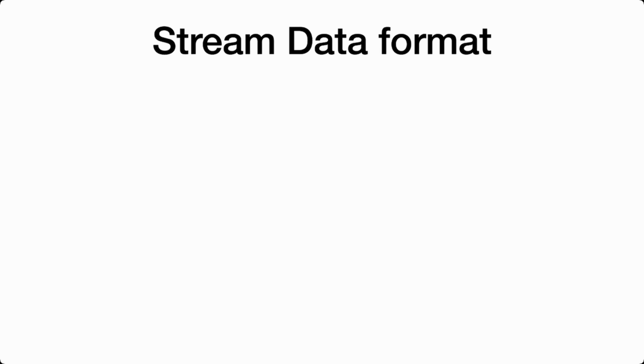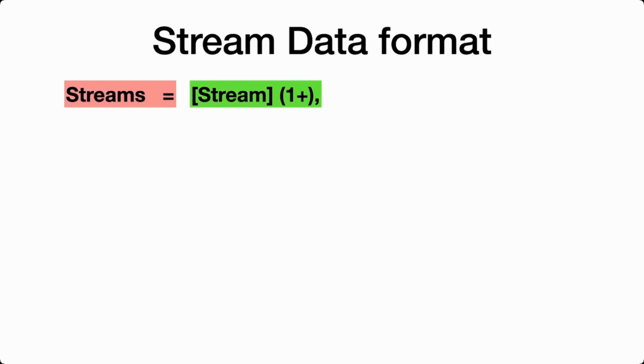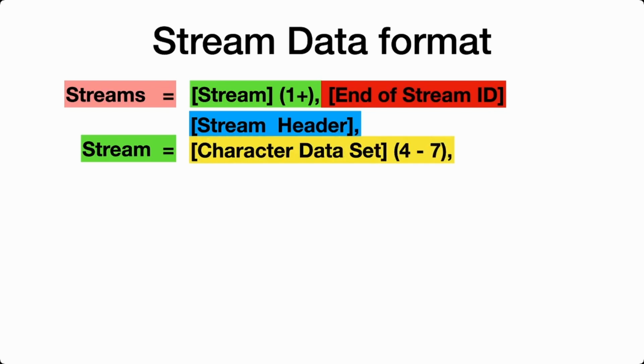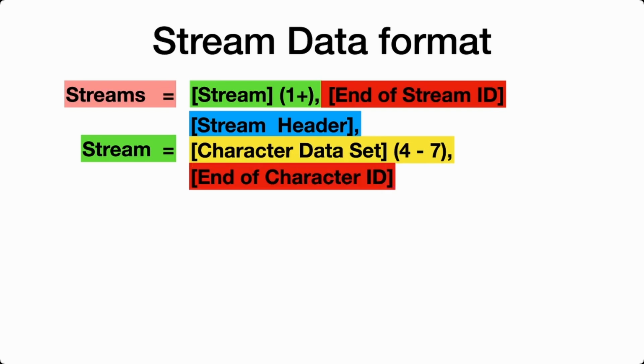And this is the way I've decided to construct the stream data. There could be a few different ways you can do this, but this is the way I've gone down. First, we have streams. So what does multiple streams have? One or more stream. And then to end the streams off, have an end of stream ID. What's in a stream? It contains three things: a stream header, character data set, and the character data set can be between 4 and 7 sets. That's just something I've chosen to fit into the screen well. And an end of character ID, just to know when the stream is over and we can look at the next stream.